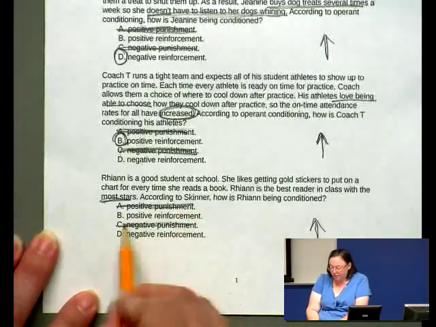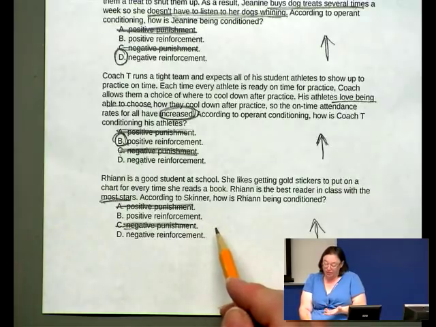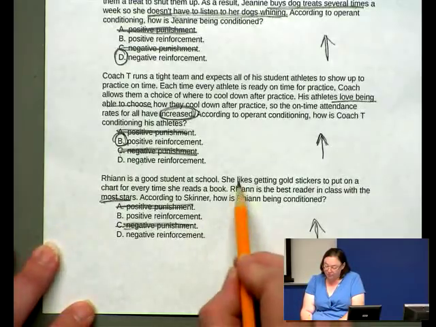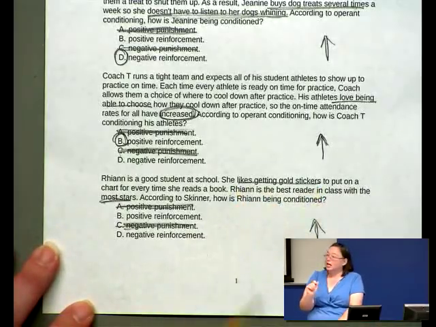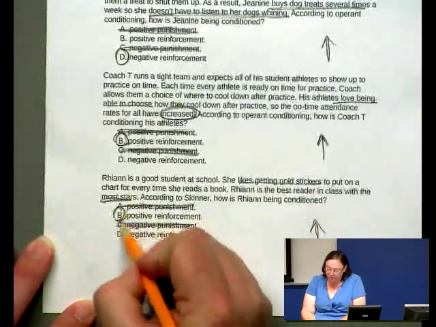Has to be a reinforcement. Now, is her behavior going up because she's getting something that she likes? Likes getting the gold stickers. Not getting out of something she doesn't like. It says right there, so that's a positive reinforcement.